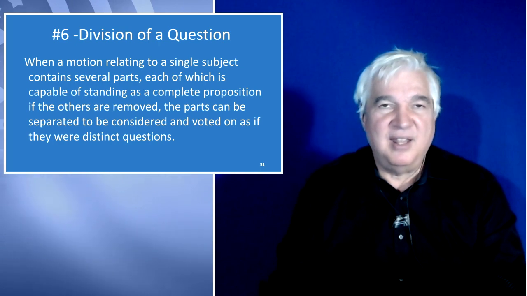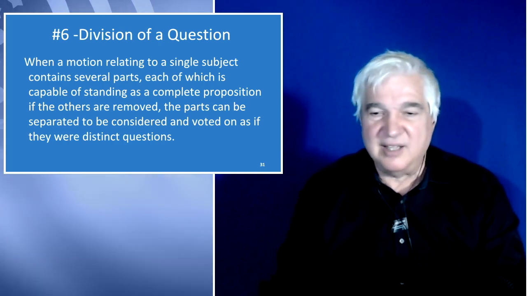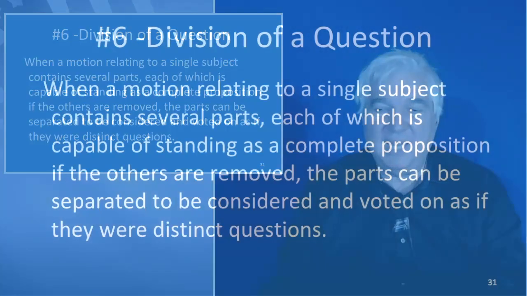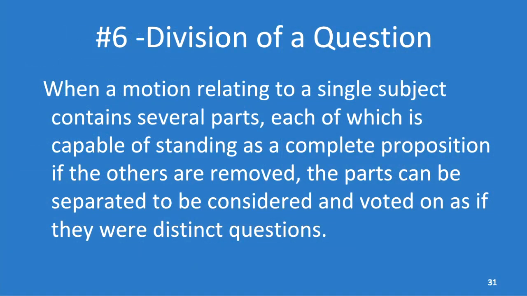The next one is the cousin of what we just discussed. It's when a motion relating to a single subject contains several parts, each of which is capable of standing as a complete proposition. If the others are removed, the parts can be separated to be considered and voted on as if they were distinct questions.